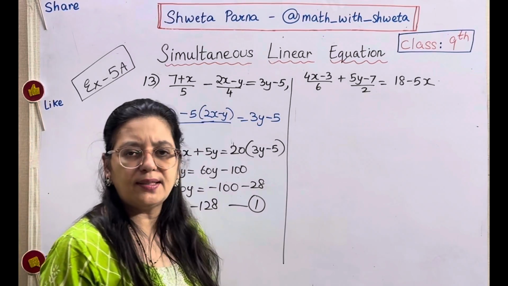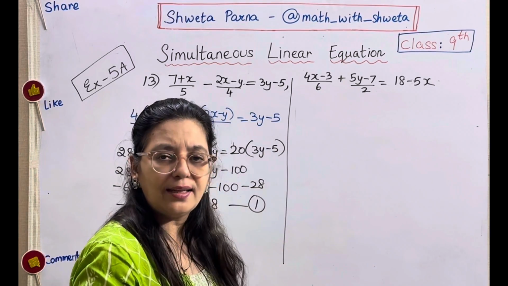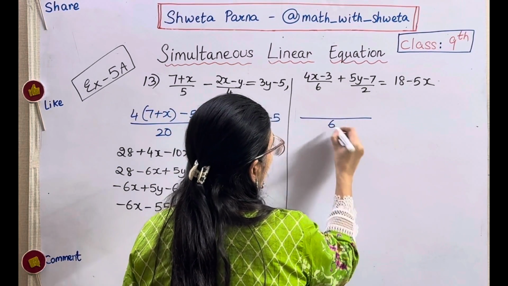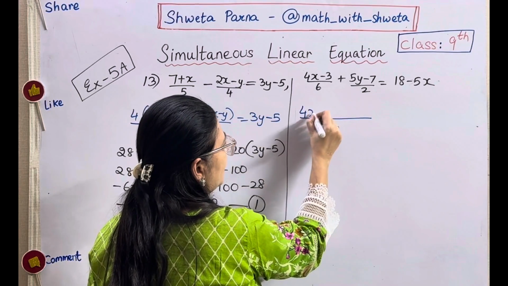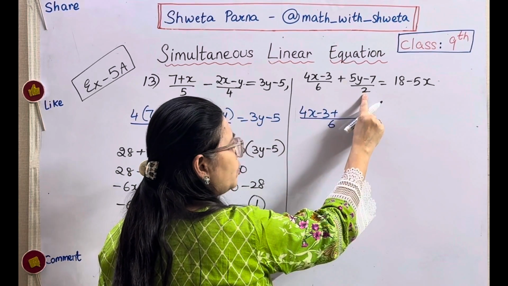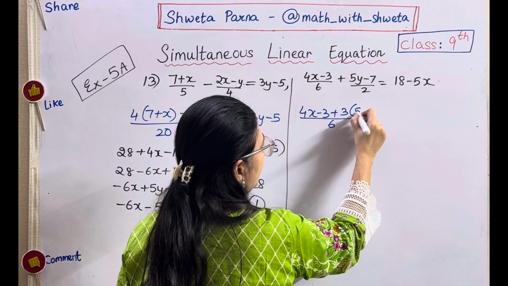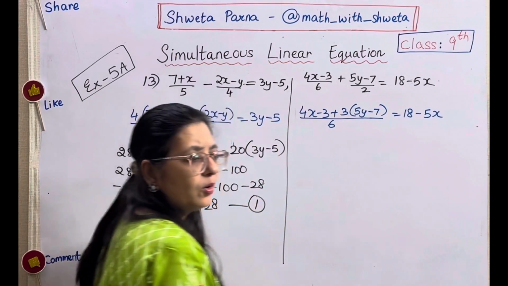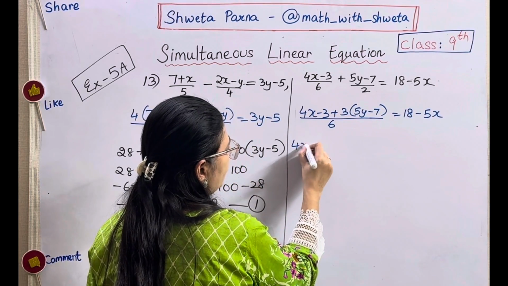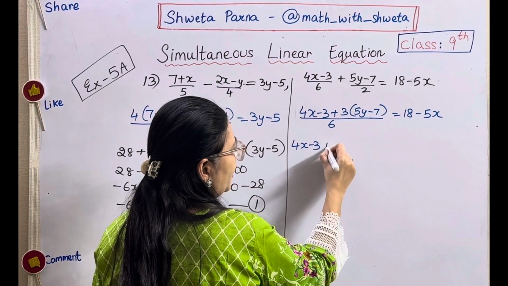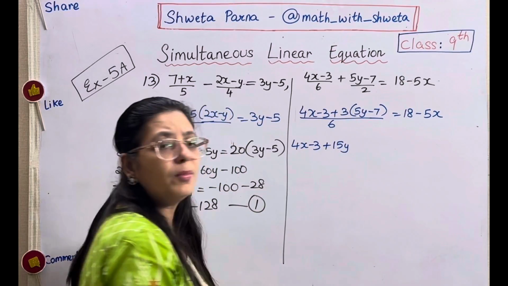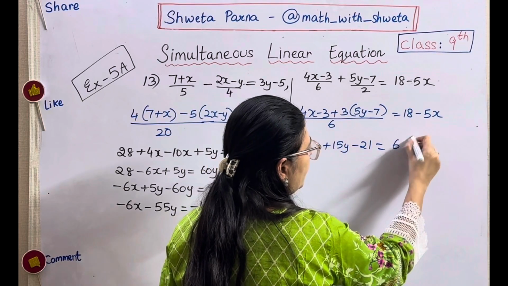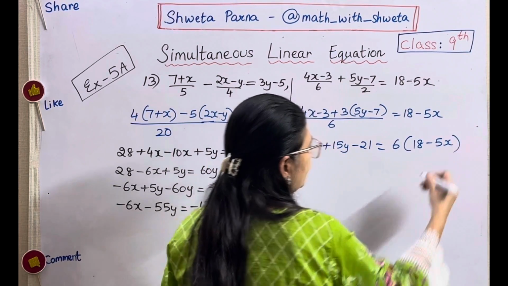Same way you are going to solve the second equation. Here also you will have to take the LCM. LCM of 6 and 2 is 6. So this is already 6, so you write the same number, plus 2 into 3 is 6. So here also you multiply with 3. Okay. Now open the bracket. 4x minus 3. 3 into 5y is 15y. 3 into minus 7 is minus 21. Now divide by 6. So when it comes here, it will be multiplied by 6.